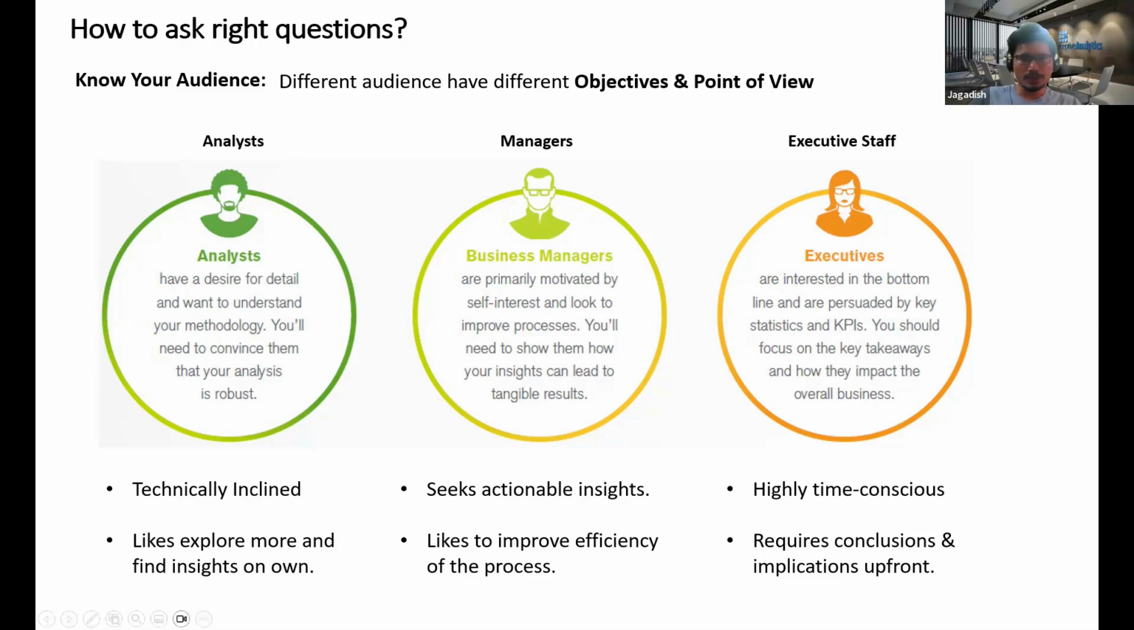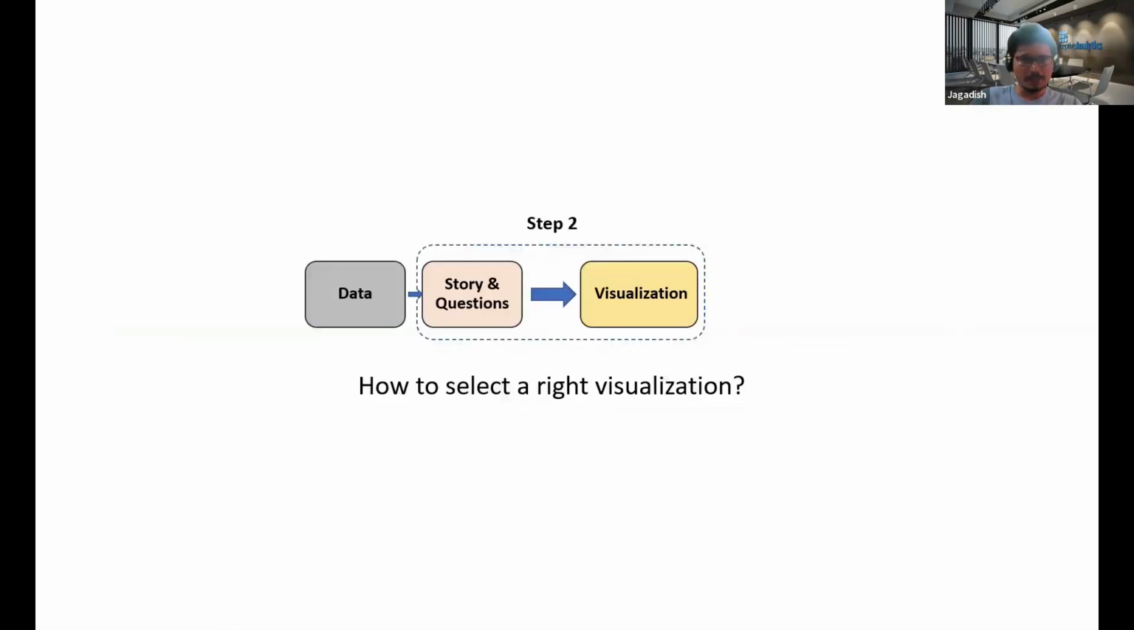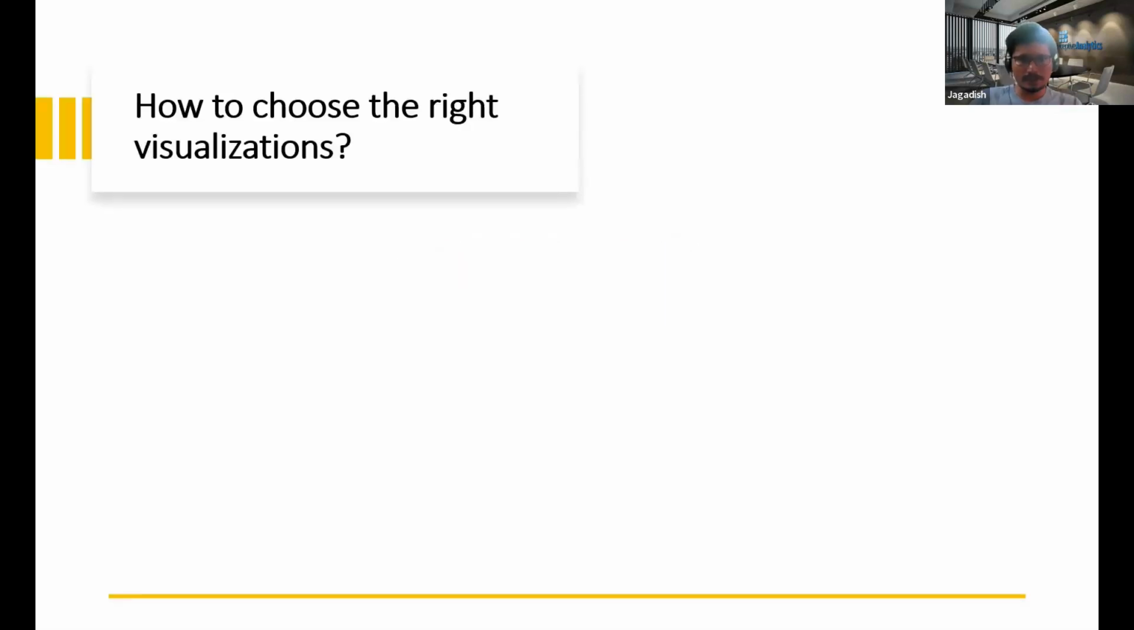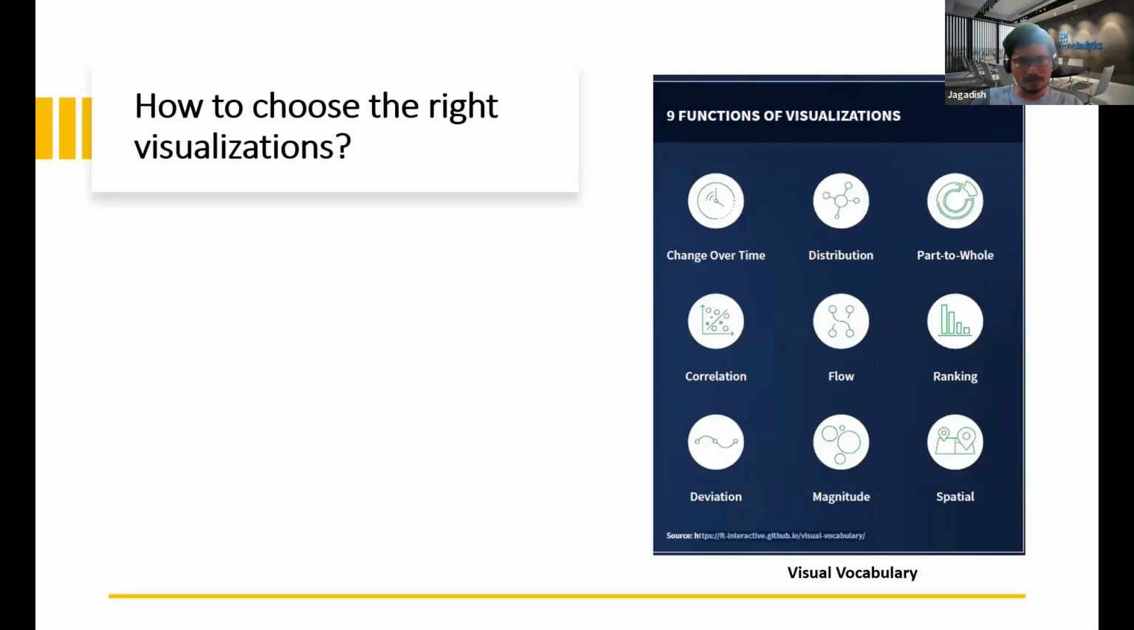So this is how knowing your audience matters a lot in asking the right set of questions before you even start visualizations. That is the very first step. And once you have the right questions identified, then it's all about figuring out what visualization you need to pick to answer that question. So here is where we have something called visual vocabulary. Some of you may have already been introduced to this in the past.